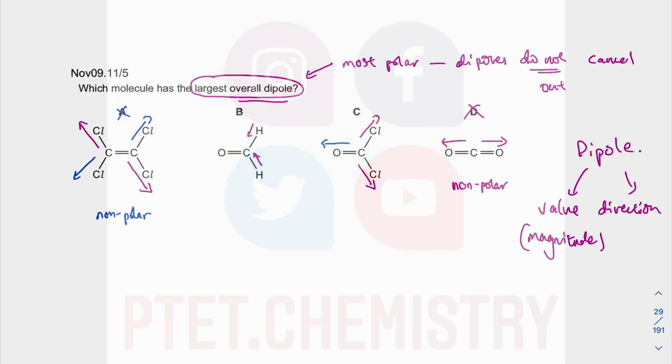So what is next is you have that carbon oxygen which is going that way. So overall your net dipole is going that way. Whereas here, you have a cancellation of this dipole by this dipole acting in the opposite direction. So we'll be considering that B has the largest overall dipole.